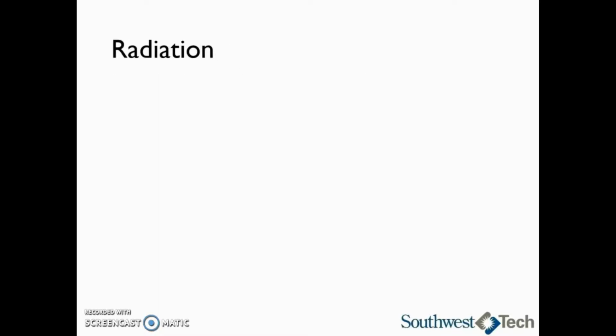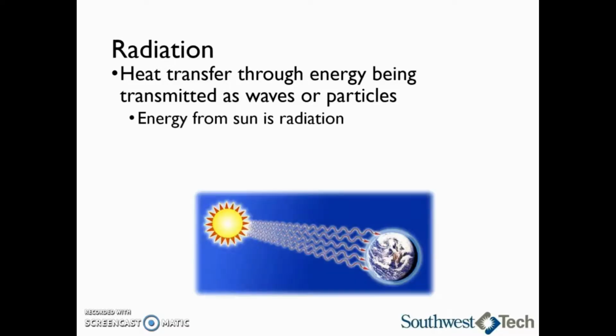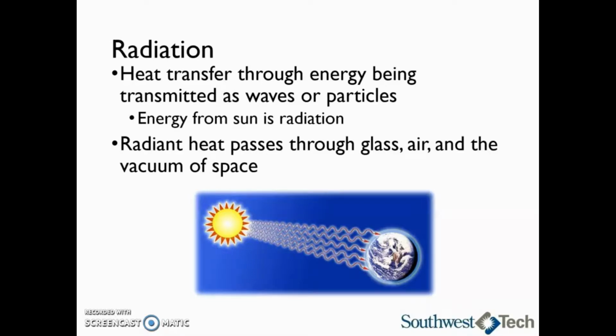The third method of heat transfer is radiation heat transfer. Radiation heat transfer is the heat transfer where energy is transmitted as wave or particles. As an example, the energy from the sun is considered radiation heat transfer. Radiant heat passes through glass, air, and the vacuum of space. Radiation is the only form of heat transfer where you don't need any type of direct molecular contact, which is why radiant heat passes through vacuums like space.